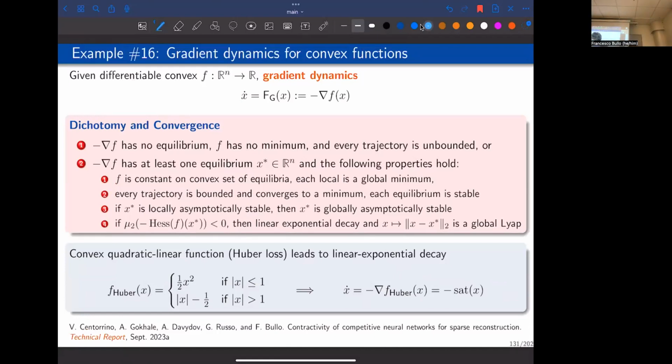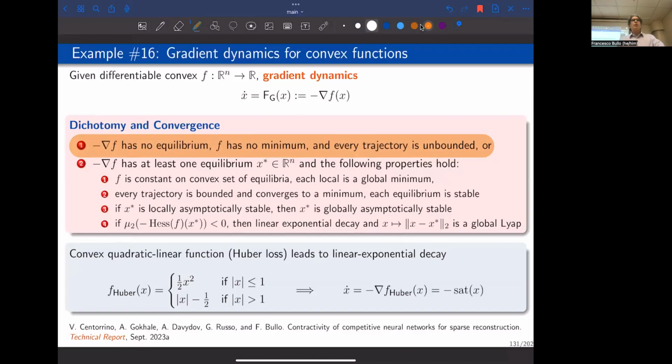All right. First of all, the way I've written it here is that there is a dichotomy. It's either case one, the convex function has no equilibrium. The gradient has no equilibrium. That means the function f has no minimum. That means every trajectory is unbounded. In fact, the classic case of a convex function is a line, and the line does not have any minimum. And if you took the gradient, you just always fall either to the right or to the left. All right. Or the other possibility could be that you have an equilibrium.